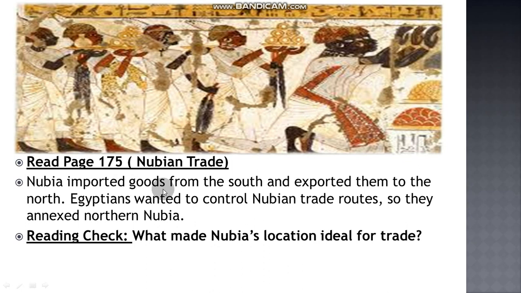Nubia imported goods from the south and exported them to the north. Egyptians wanted to control Nubian trade routes, so they annexed northern Nubia.